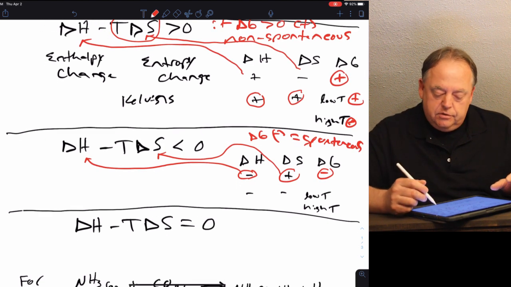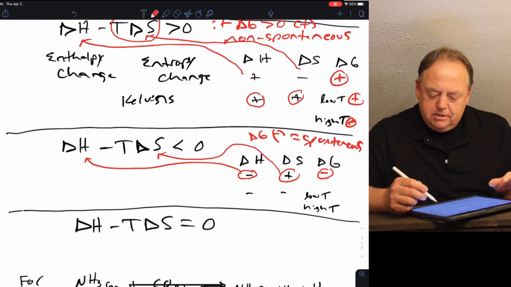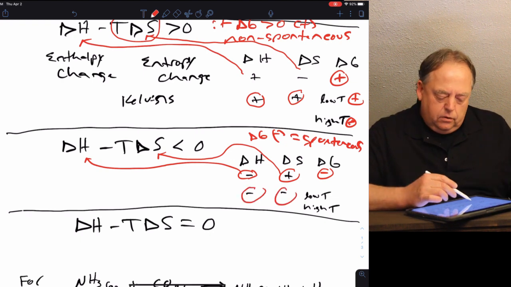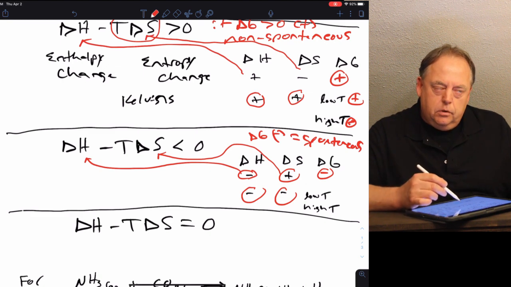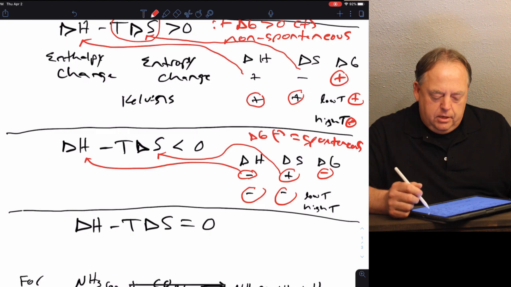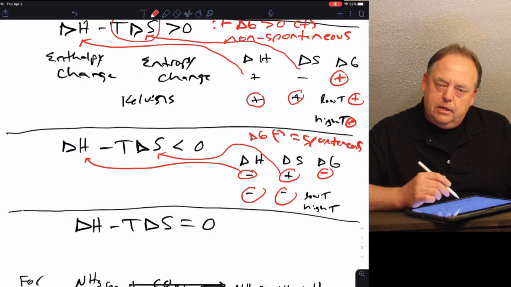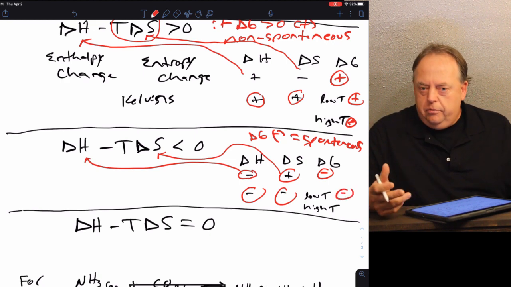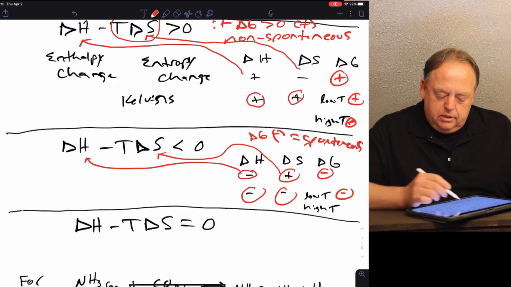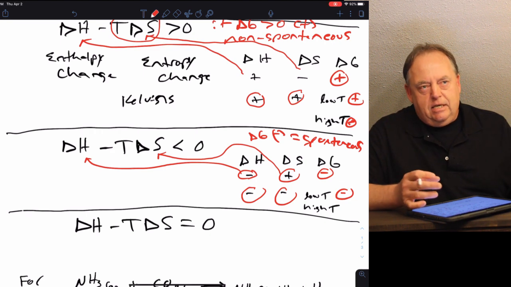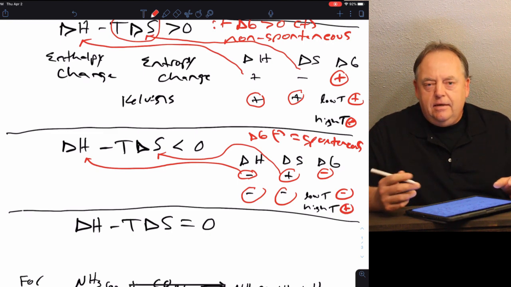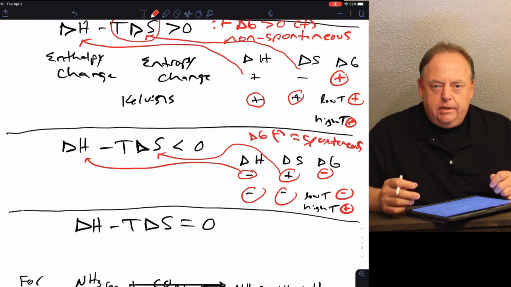Or you could have a situation where delta G could be positive or negative depending on what the temperature is. If delta H is negative, so if it's exothermic, and delta S is negative, so it goes towards more order, then if T is low, the delta H term would predominate, so in this case delta G would be negative. So at low temperature it would be spontaneous, and at high temperature the T delta S term would predominate. Since delta S is negative, the negative T delta S term would become positive, and so at high temperature delta G would become positive and the reaction would be non-spontaneous in that case.